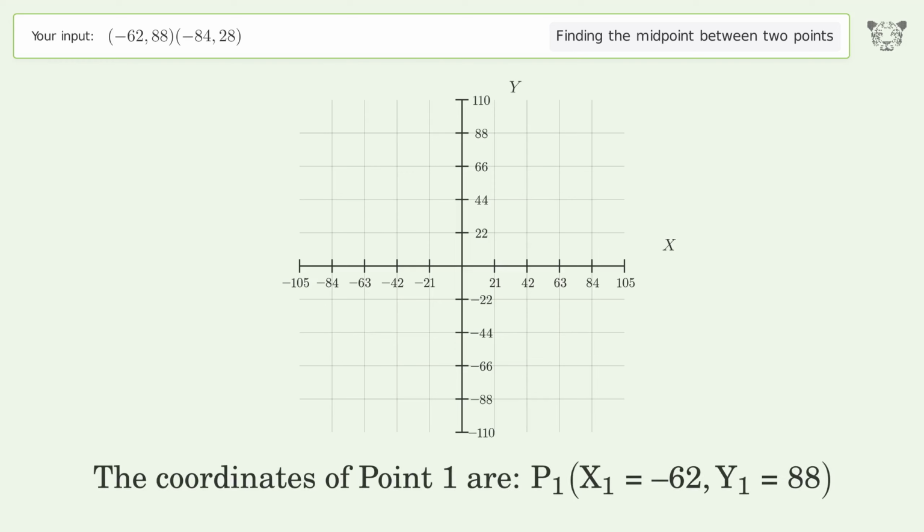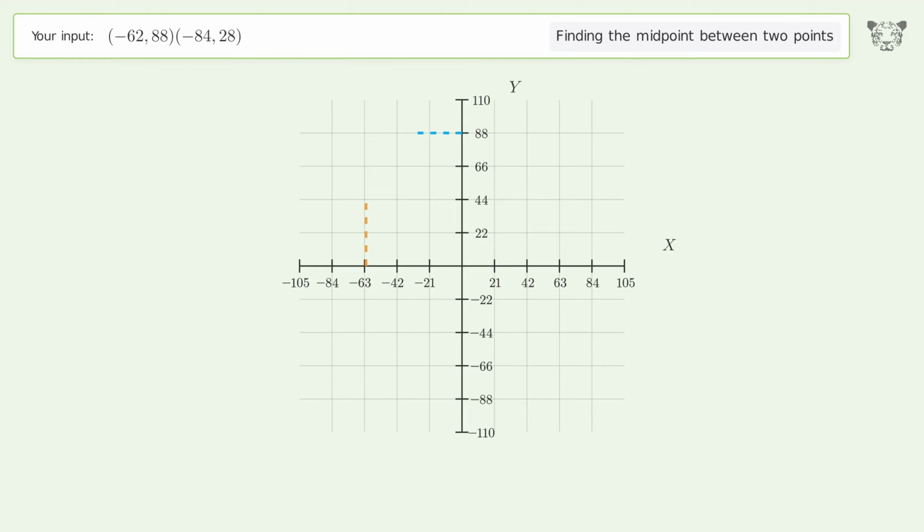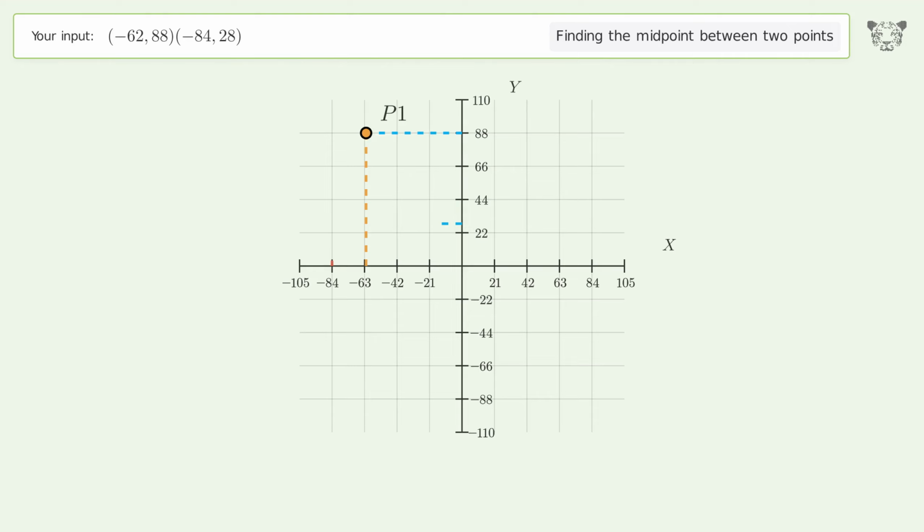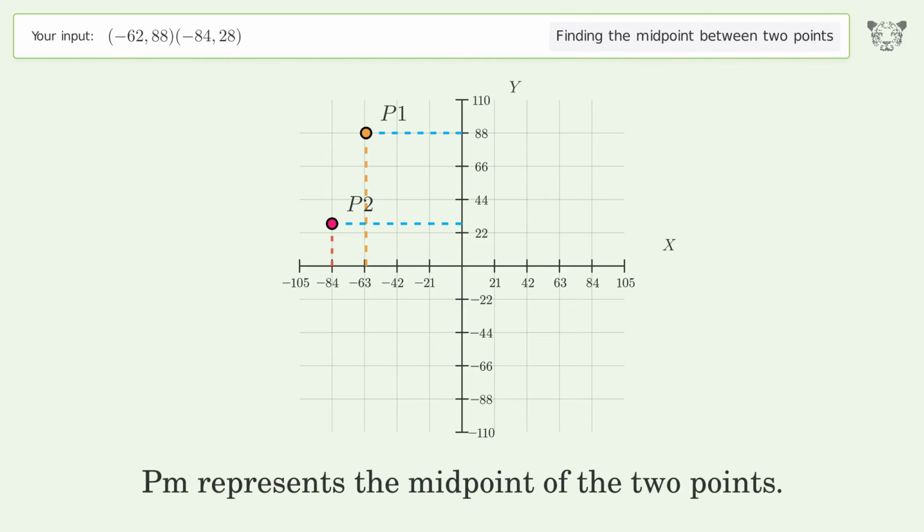The coordinates of point 1 are x1 equals negative 62, y1 equals 88. The coordinates of point 2 are x2 equals negative 84, y2 equals 28. PM represents the midpoint of the 2 points.